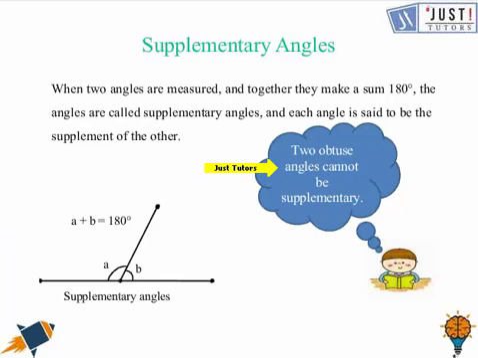Now here is a thought bubble for us. It says that two obtuse angles cannot be supplementary. Yes, that's true, because obtuse angles are more than 90. And if two angles more than 90 are added, it will definitely be more than 180 degrees. And same applies for acute angles. If we add two acute angles, that won't be 180 degrees, that will be less than that.